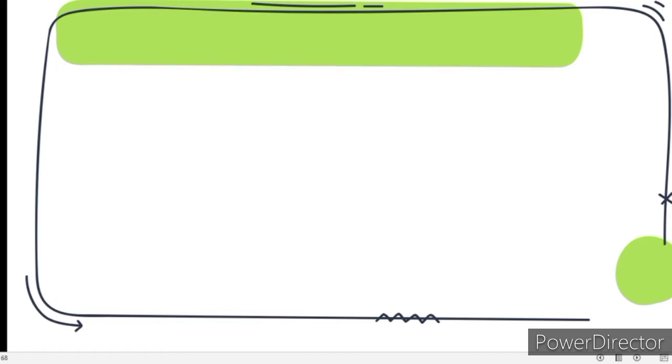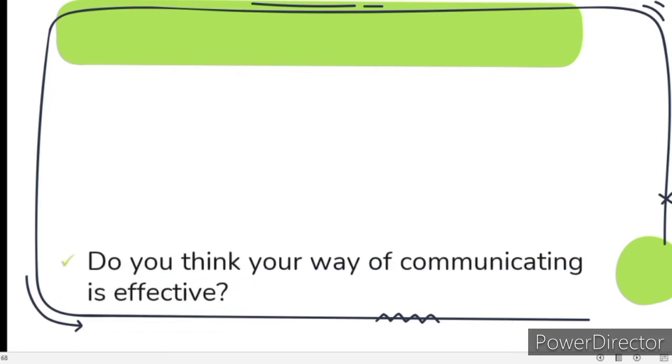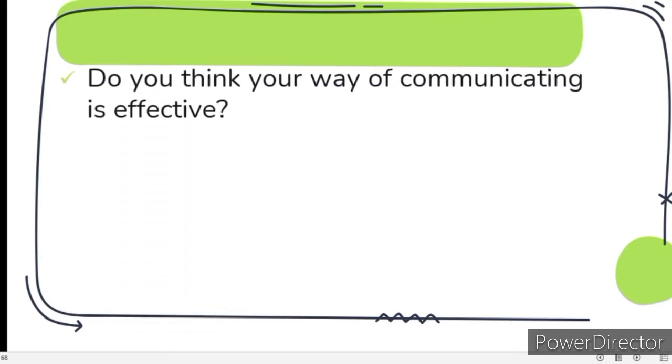Now, you may compare your work to the sample dialogue, then assess your own work by answering the following question. First question. Do you think your way of communicating is effective? You can answer yes if the dialogue you made has used words or languages in order to communicate effectively, which means both persons in the dialogue can understand each other well.